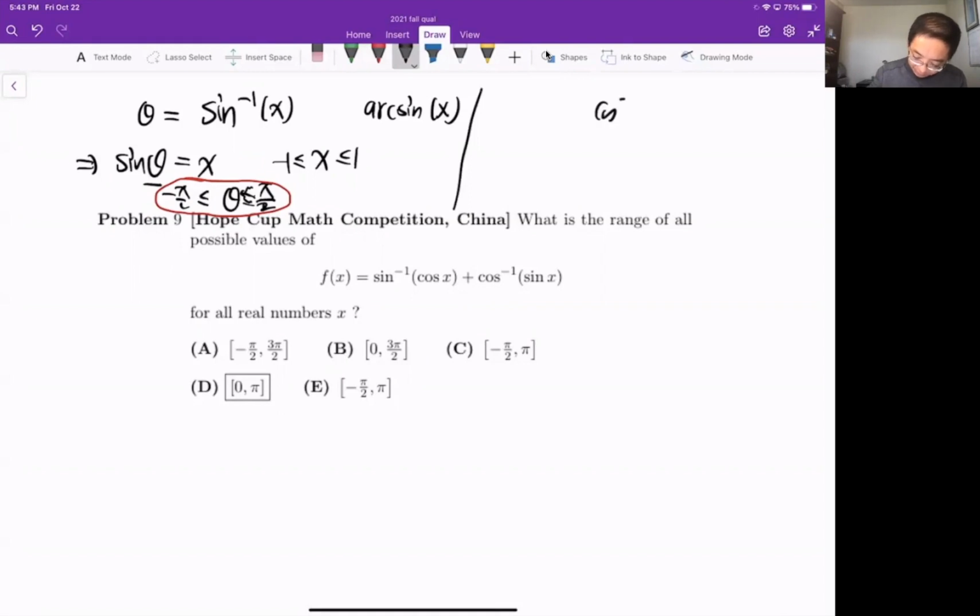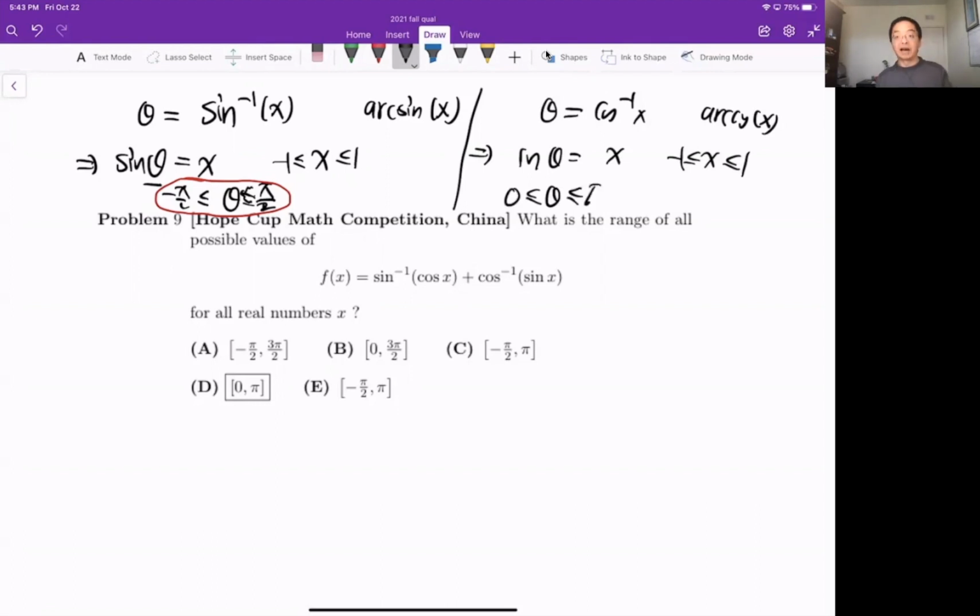Now, cosine inverse of x, or the arccosine of x, equals theta means cosine theta equals x. Again, x is always between -1 and 1, and for the inverse of cosine, we choose theta from 0 to π.